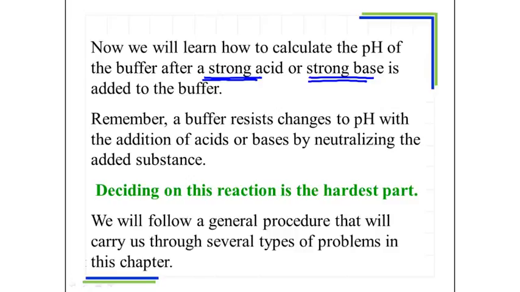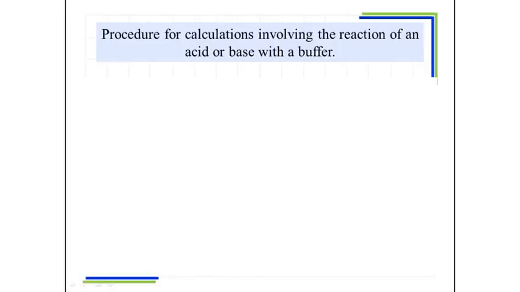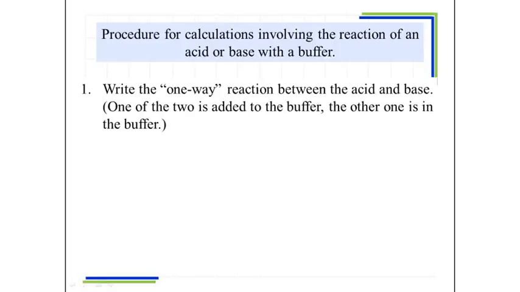Once we have written the reaction, then we're going to follow a common procedure. And I'm going to walk you through the procedure. The first thing you do is write the reaction. This is going to be a one-way reaction. By that I mean it will go to completion. The reason for that is because one of those things that we add, either the acid or the base, is going to be strong. That strong will react with the weak of the buffer, whatever we need, and the strong component pushes this reaction to completion.